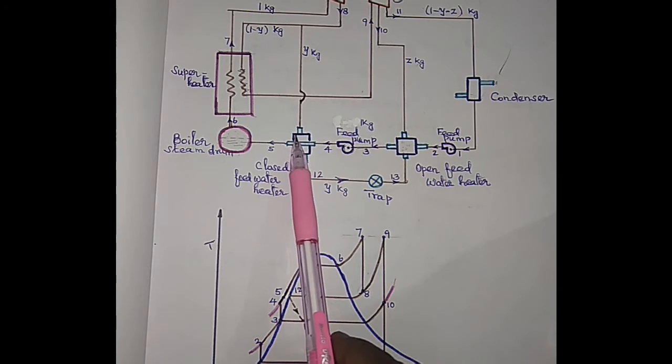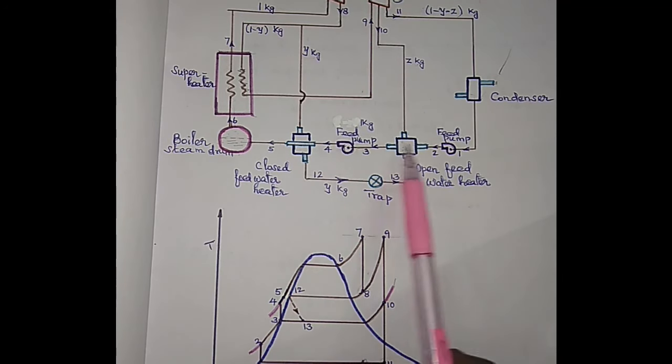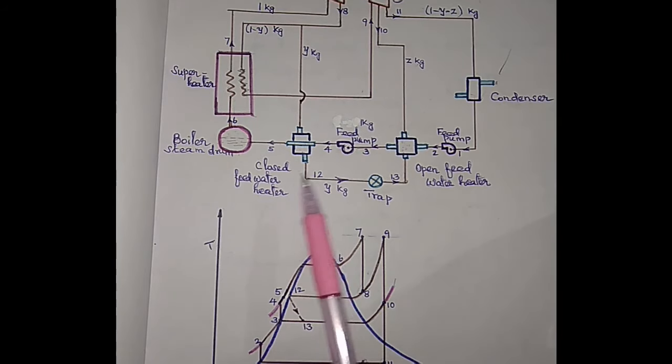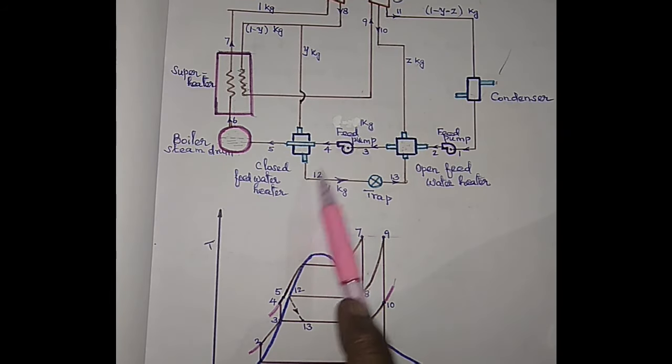So this steam, as I explained already, we have got two types. One is the open feed water heater and another one is the closed feed water heater. In a steam power plant, you will find both are used. Here only two are shown, one closed and one open. Generally in a bigger plant you can have even 6-7 feed water heaters, out of which at least one feed water heater will be open. The other feed water heaters will be closed.